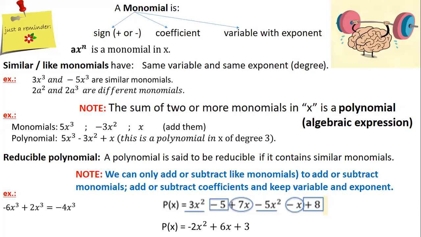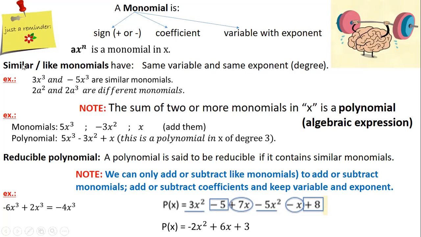So what do we mean when we say a monomial? A monomial is, in mathematics, a sign, positive or negative, a coefficient or a number, and a variable with an exponent. So if I look at this example here, a x to the power n, this is a monomial in the variable x, where a is the sign or the coefficient of the monomial, x is the variable, and n is the exponent of the variable.